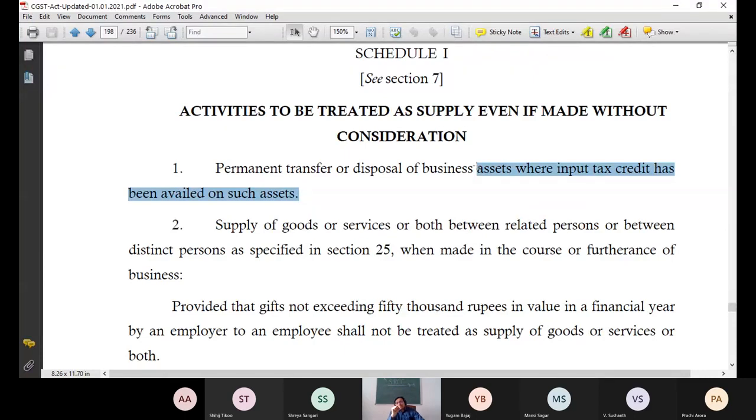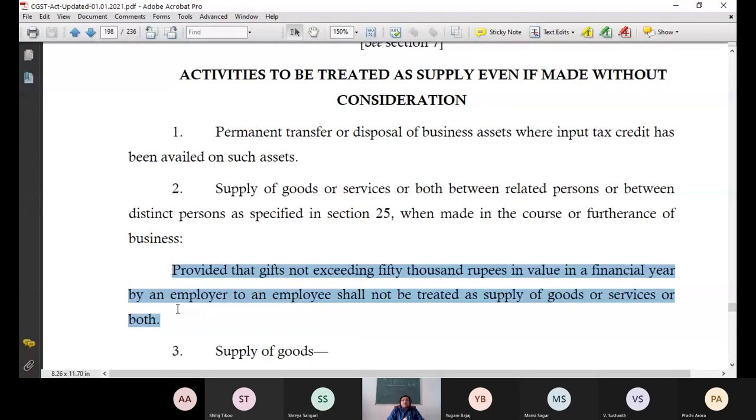But within the second activity, when supply is happening between related persons or distinct persons, when made in the course of business, it is to be treated as supply, but there is an exception to this point. What is that exception? Provided that gifts not exceeding rupees 50,000 in value in a financial year by an employer to an employee shall not be treated as supply of goods or services or both.